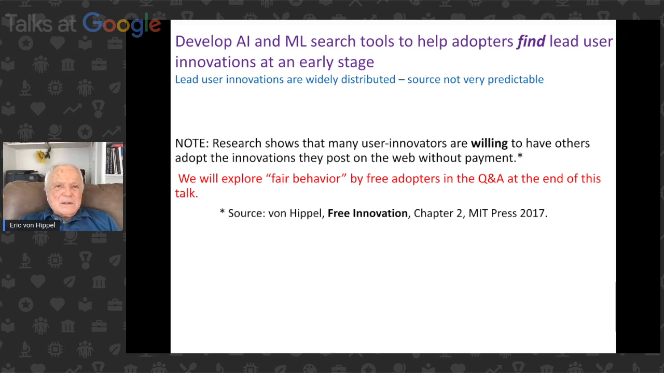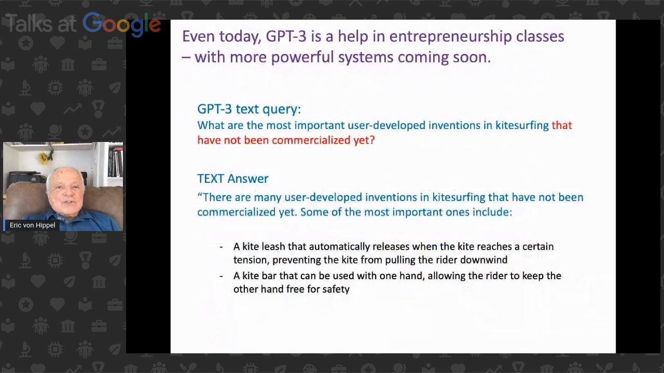So how do they fix that? Well, you can develop AI search tools to help people find these lead user innovations at an early stage. In other words, you can replace the user having to push out information about their designs with a search process. And this is marvelously done now by AI tools that we're starting to get. So today, even with GPT-3, which is at the very beginnings, we're helping students in bootcamp entrepreneurship courses ask questions, and they get answers back that are somewhat helpful in giving them new innovation ideas.